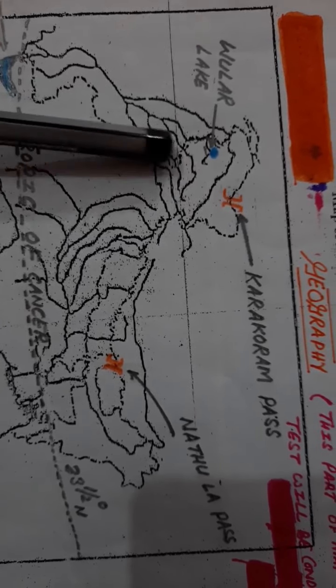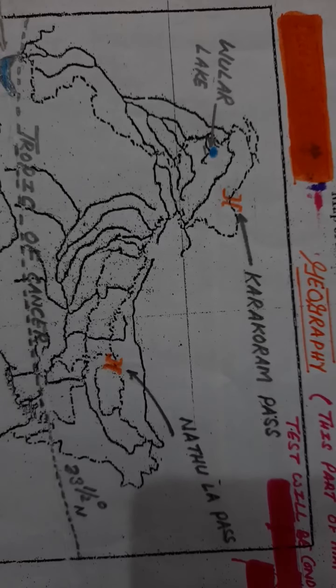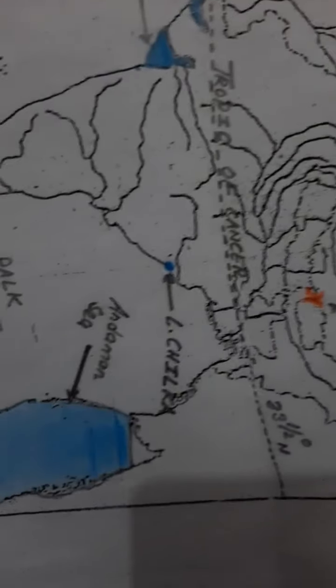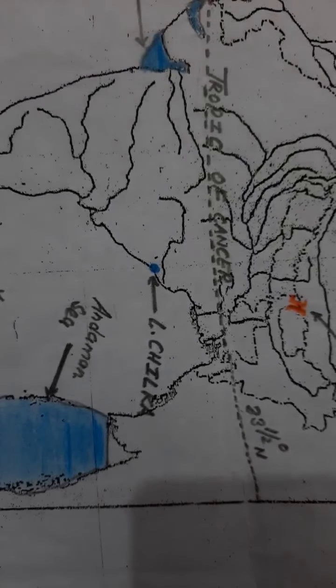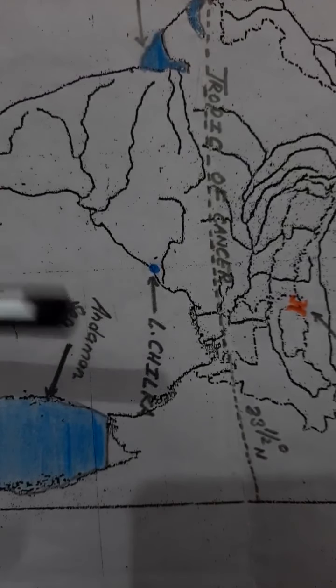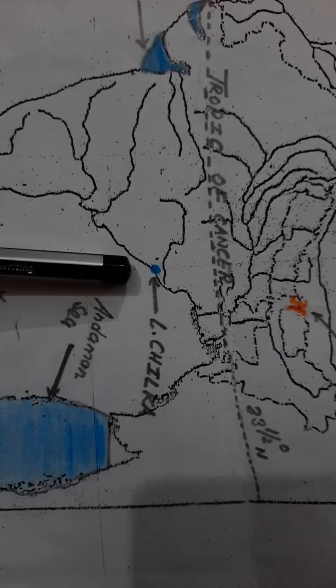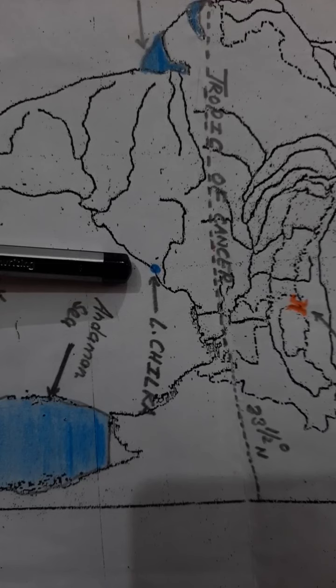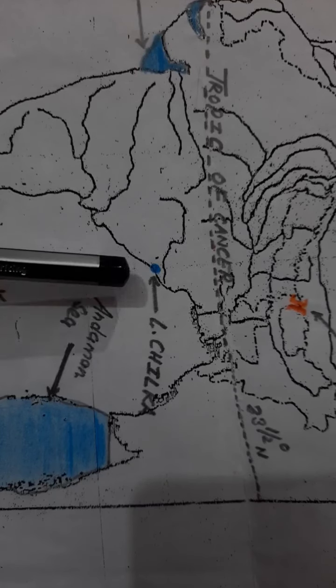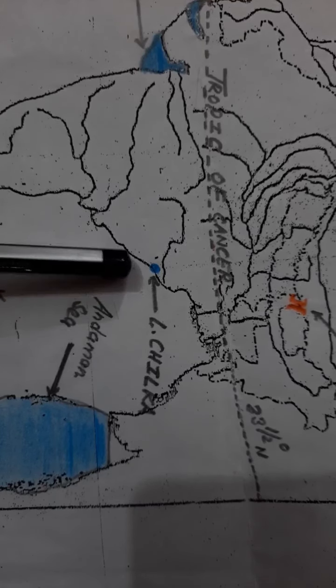Another lake-related question in your syllabus is the Chilka Lake. So you can see the Chilka Lake. This is the Chilka Lake, located in the coastal part of the state of Odisha, and Chilka Lake is the largest saltwater lake in India on the eastern coast.